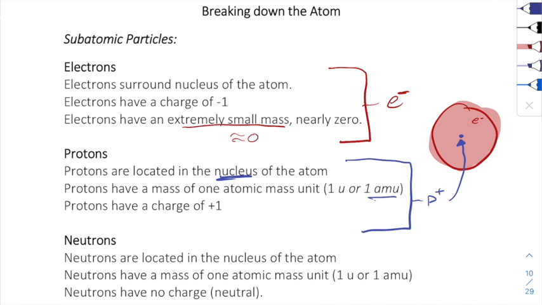It's a lot more massive. I think it's like 10 to the 17 times more massive than the electron. So lots and lots of zeros there. And then a proton has a charge of +1.